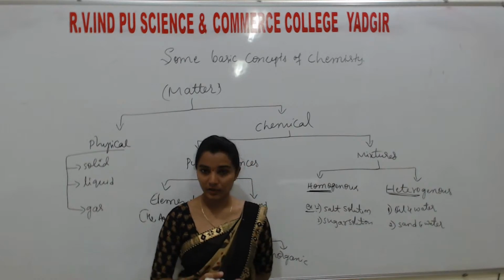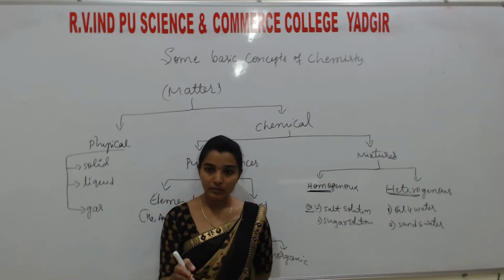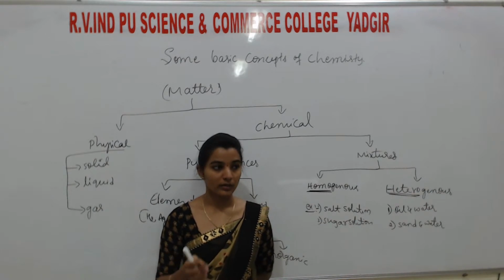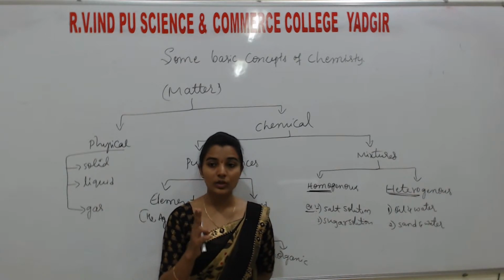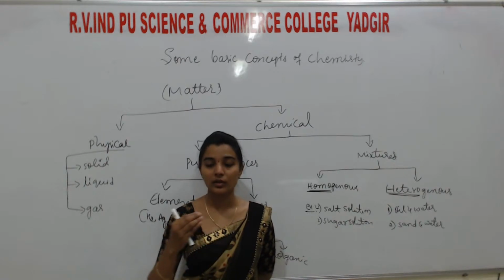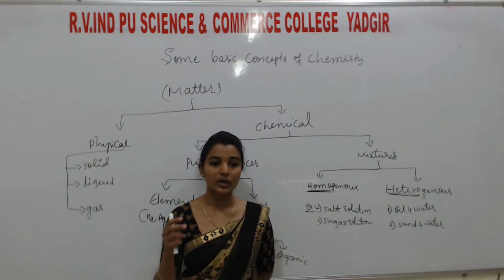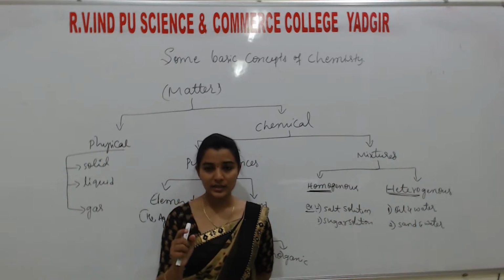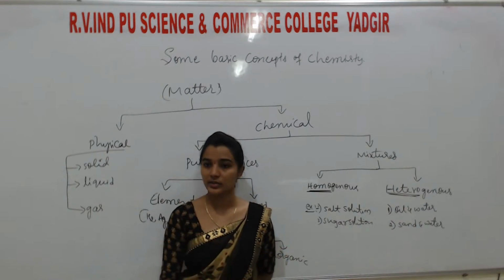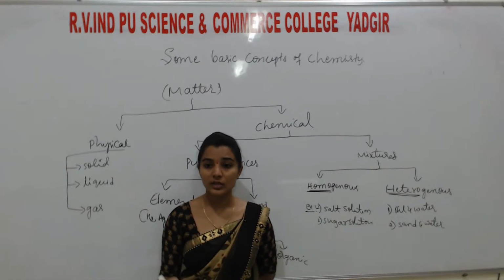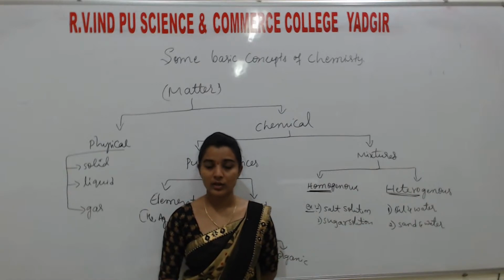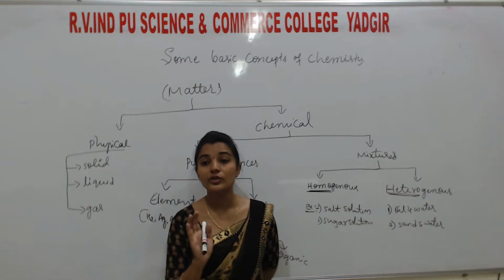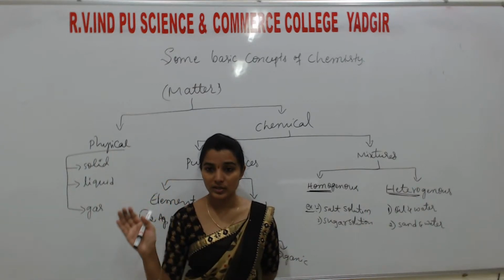Heterogeneous means, for example, oil and water. If you pour oil in water, they form two types of layer. One is an oil layer, another is a water layer. You can observe them separately. Correct? You can easily say, yes, this is oil, this is water. And kerosene in water, understand? That is also a heterogeneous mixture, meaning there is no uniform concentration throughout the solution.